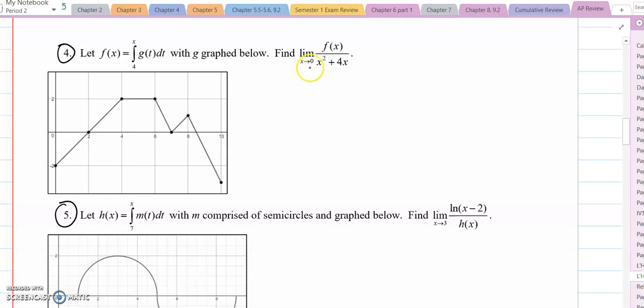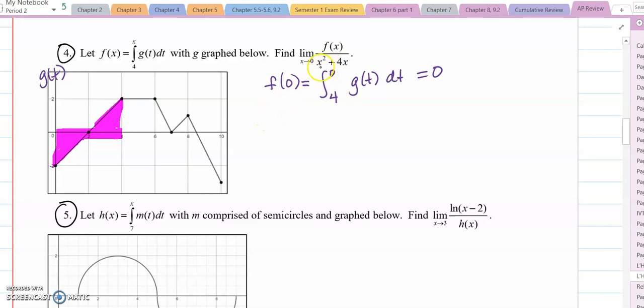Okay, so we'll start with plugging in 0, and f of 0 is the integral from 4 to 0 of g of t dt. That represents the area taken in the backwards direction of this curve right here, because this is g. They said that g is graphed below, so I'm going to throw on a g of t here. So we're going in this direction with our area, but we have some above and some below, and so this is going to go to 0.